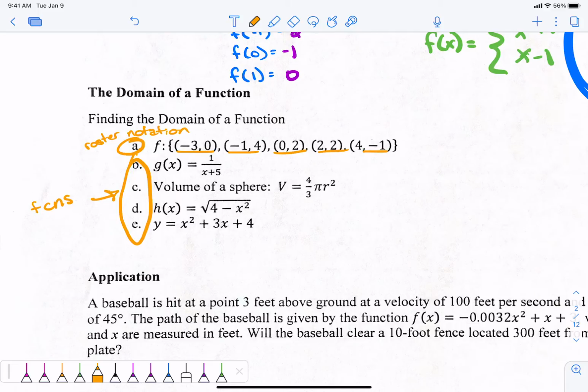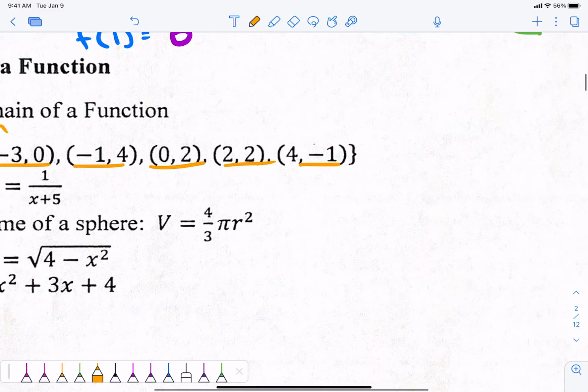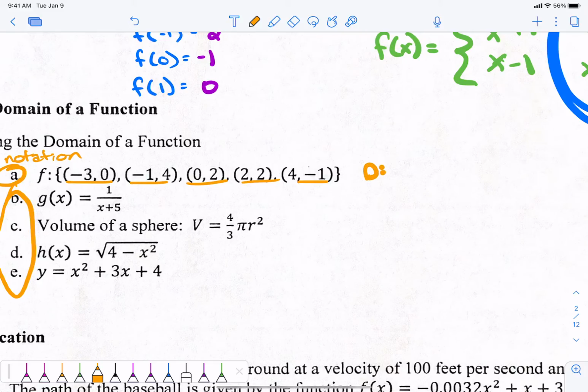Let's just worry about the first one, A, finding the domain. We have 5 different points. How do you find the domain of those 5 points? The domain is just the x's, right? -3, and you have to put them in order. -3 is the first one, -1, 0, 2, and 4. They don't ask, but is this a function or not a function? Yes, the x's don't repeat.